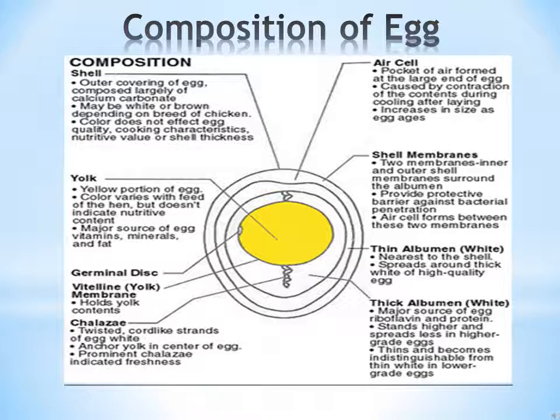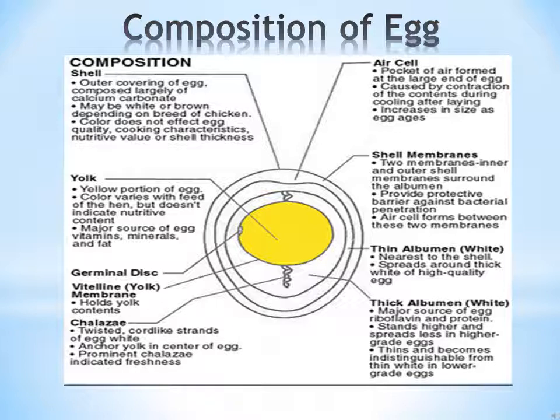5. Chalaza. The yolk is kept in position at the center of the egg with the help of the chalaza. It has a thick cord-like appearance and is composed of proteins. This cord-like structure may have to be strained while making custards.